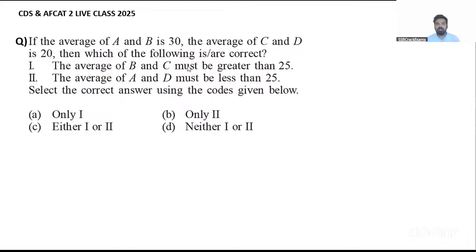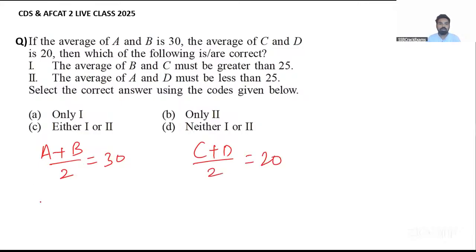Average of A and B is 30. So (A plus B) by 2 is equal to 30 by formula. And C and D is 20, so (C plus D) upon 2 is 20. So in this case, A plus B is equal to 60, and C plus D is equal to 40. Now we have the sum of A plus B and the sum of C plus D.